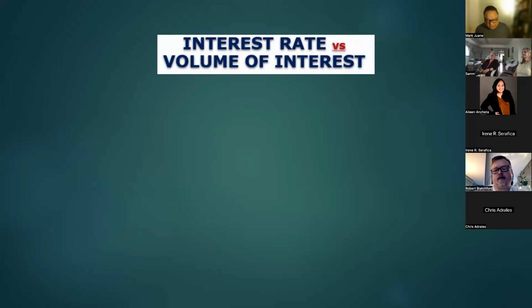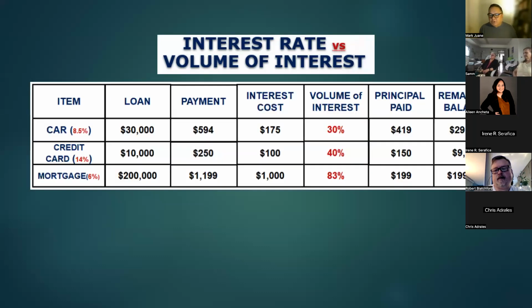Now, here's another challenge with using credit: the cost. We talked about the interest rate and how much it costs to borrow money. Take a look at how this works. Let's look at three items. Let's say you buy a car, a $30,000 car at 8.5%. You have a credit card, and you use $10,000 at 14%. You have a mortgage. You bought a house, and you had to borrow $200,000 at 6%. So these are your loan items. Your payments per month on the car would be about $594. On your credit card, you have to pay about $250 a month, and your mortgage is around $1,200 a month.